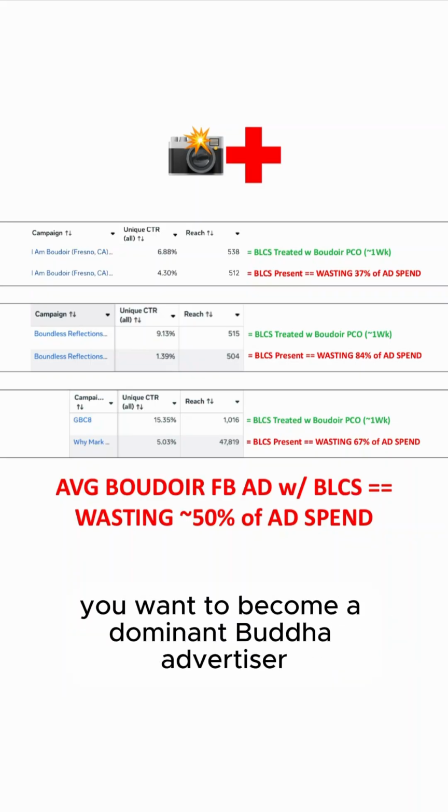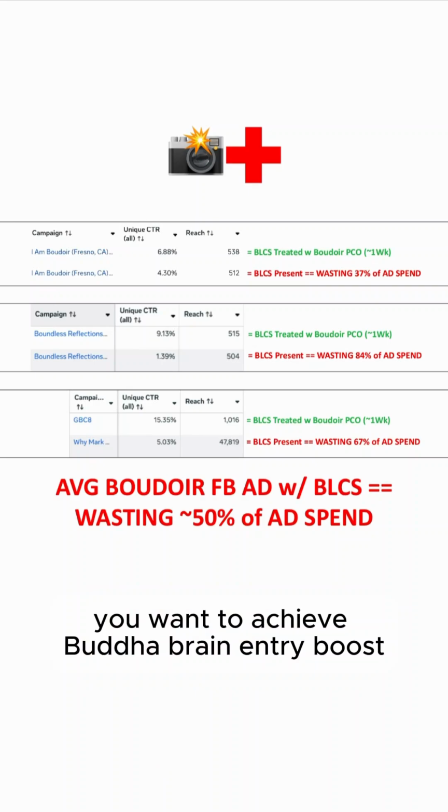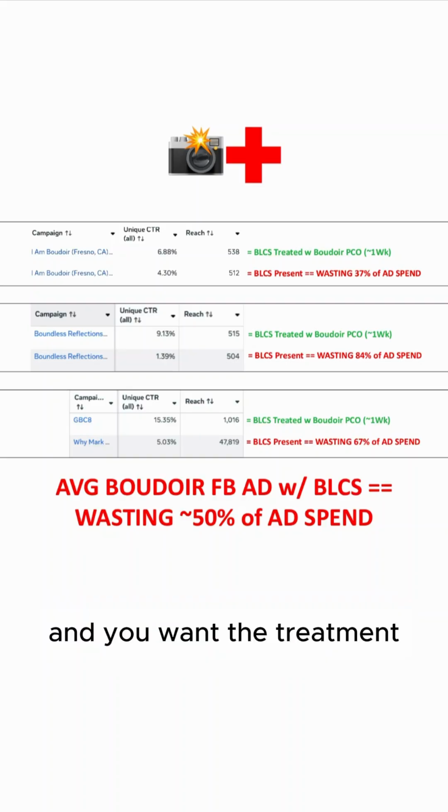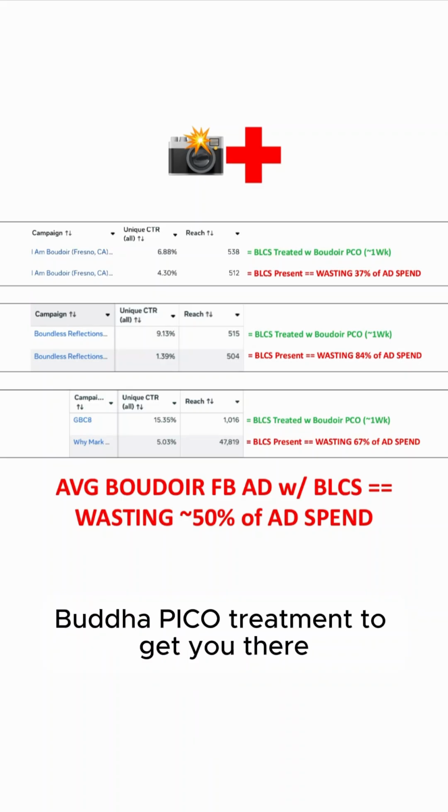And so you want to achieve pre-click alignment. You want to become a dominant boudoir advertiser. You want to achieve boudoir brain entry boost with your boudoir Facebook ads. And you want the treatment, the Boudoir Pico treatment, to get you there.